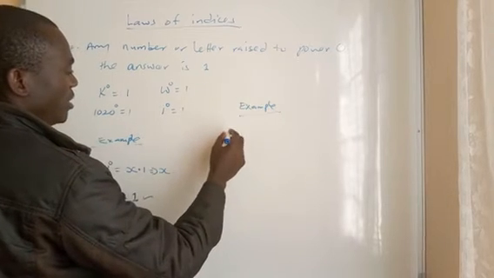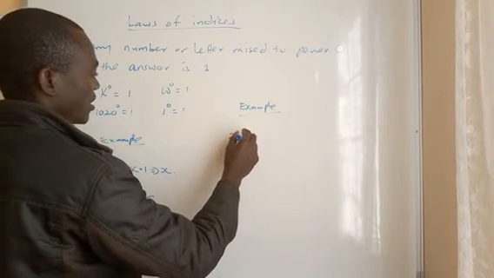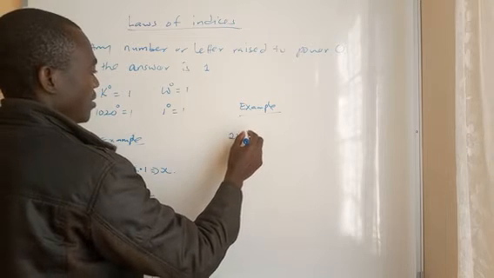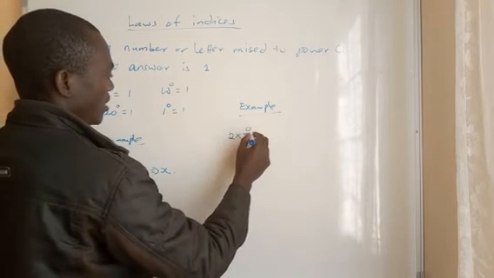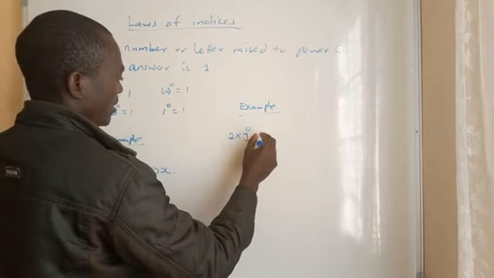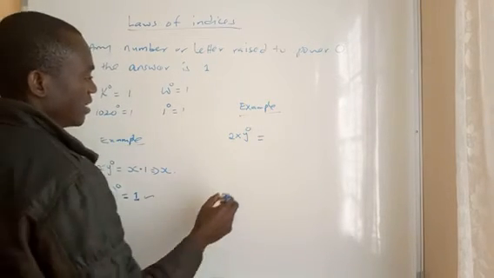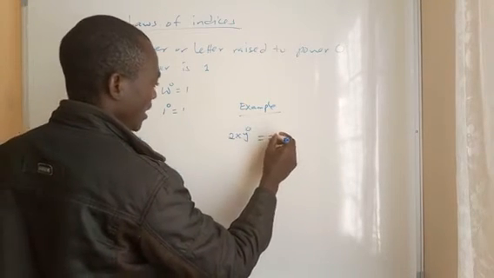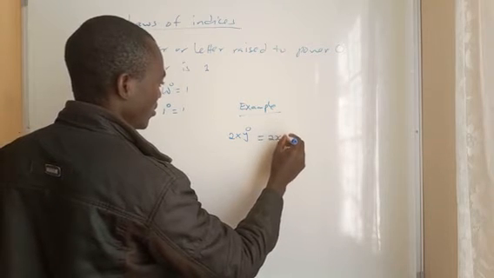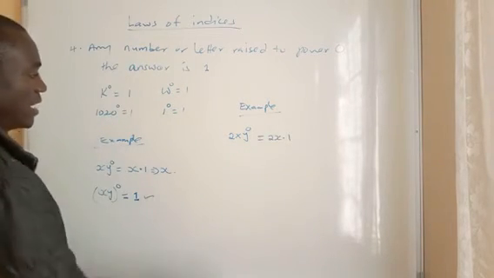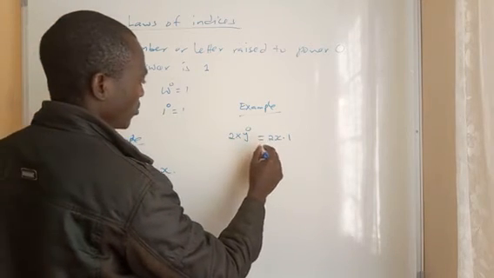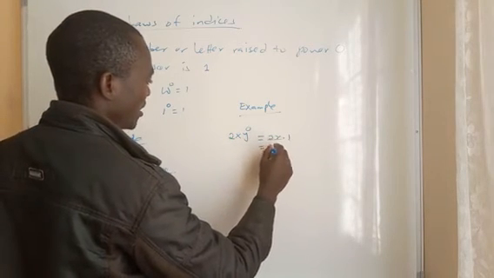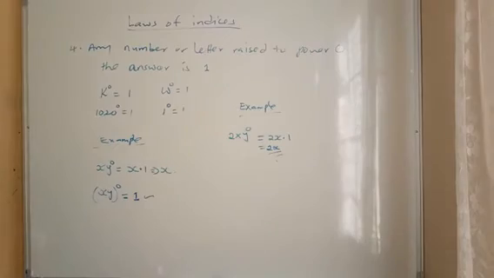Another example. If I have 2xy power 0, what will be the answer? The solution to this will be 2. 2 is not raised to power 0, neither is x. What is raised to power 0 is y. And any number raised to power 0 is 1. So 2x times 1, the answer is 2x. That is a law of indices.